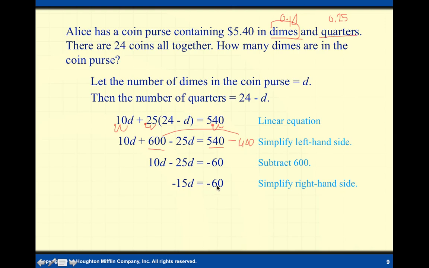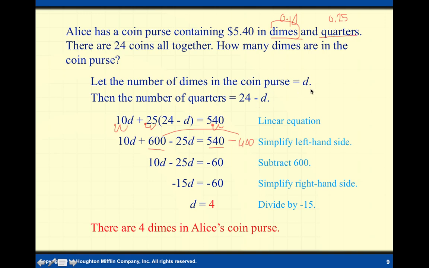Then divide both sides by negative 15. So negative 60 divided by negative 15 is positive 4. So D is equal to 4. So there are 4 dimes in Alice's coin purse. So apat yung dimes natin. So yung quarters natin kung titignan, 24 minus D, that's 24 minus 4, so that's equal to 20. So merong 20 quarters. Okay, at saka merong 4 dimes.